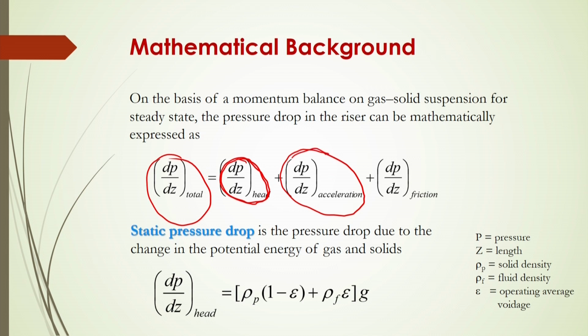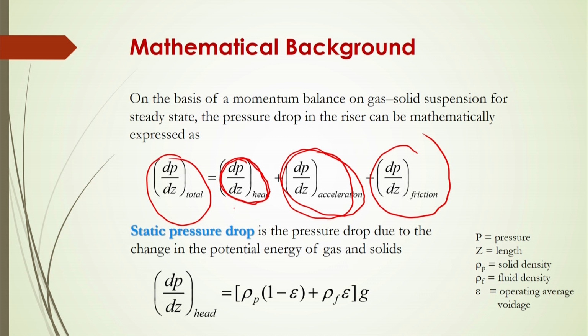So, due to which there may be an accelerative pressure drop. Now, another very important one is the frictional pressure drop. This frictional pressure drop means the friction between fluid and solid, between fluid and particle, friction between fluid and wall, friction between solid particles, and friction between solid and the column wall or bed wall. So, there may be different frictions.